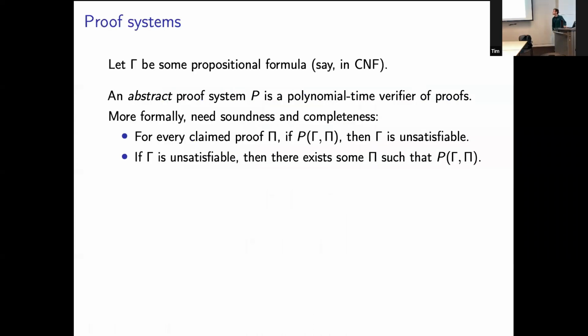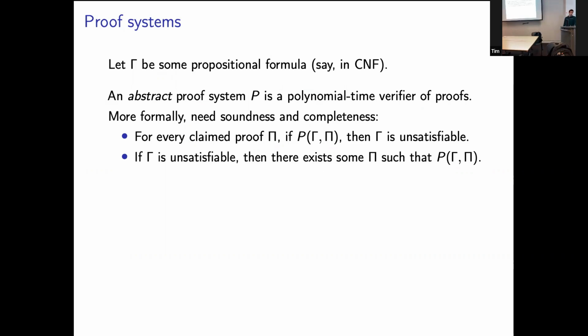So this is a talk in proof complexity. Let me give you some brief intro to proof systems. We are working in propositional logic. We have propositional formulas, let's say they're canonically in CNF form. An abstract proof system is a verifier of proofs, a polynomial time verifier of proofs.